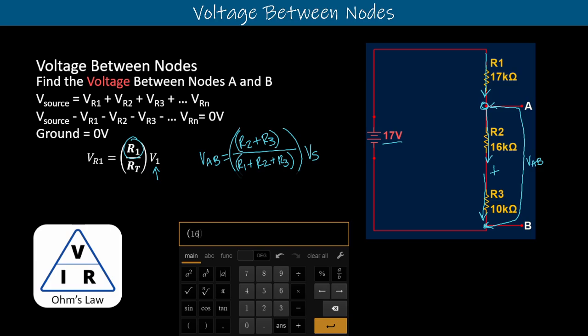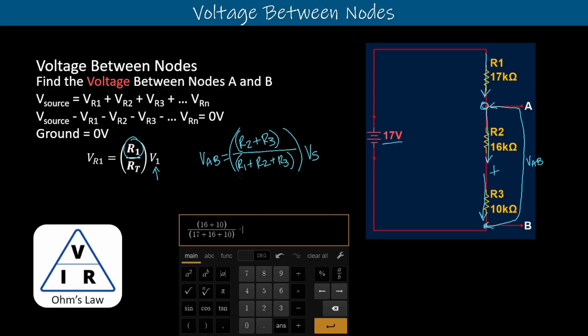So we'll say 16 plus 10. That is our A to B resistance, and we will divide that by 17, that's our R1, plus our 16, that's our R2, and plus our 10, that's our R3 on bottom. That gives us a ratio, and immediately we see 60%. If we were to multiply that by 100, we would get 60% of the total voltage is going to drop between the nodes A and B.